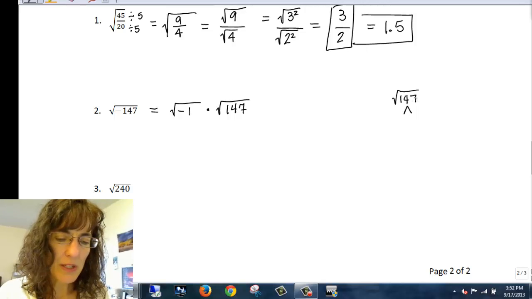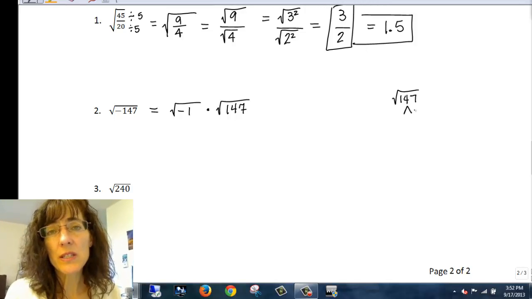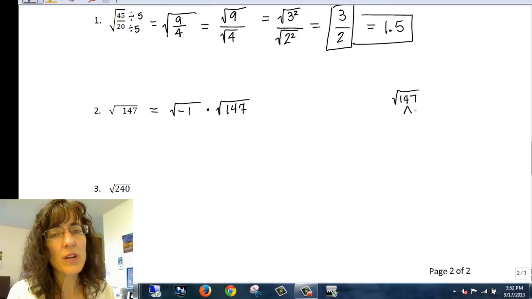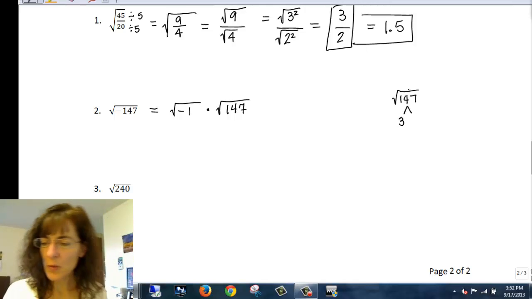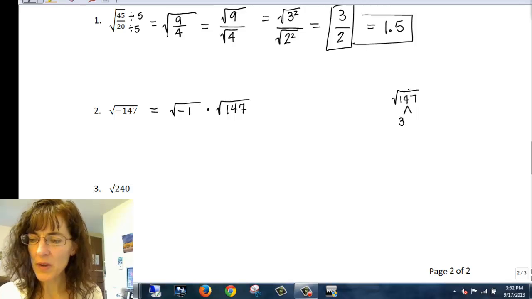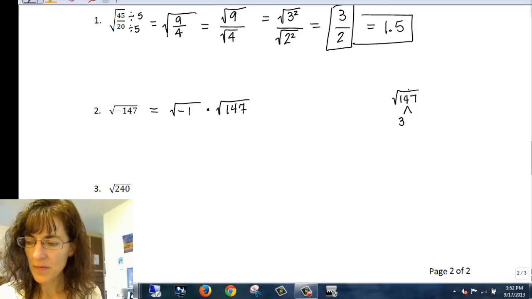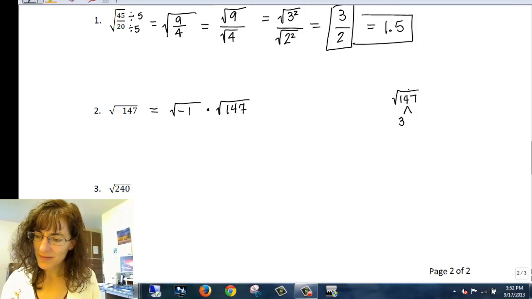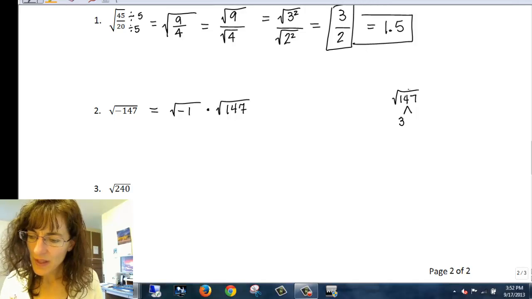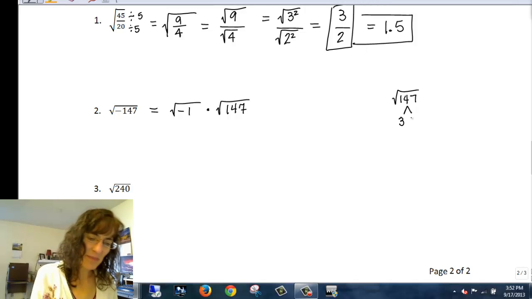I add up the digits, so 7, 8, 9, 10, 11, 12. When I add all the digits together, I get 12, and 12 is divisible by 3. So I know 147 is also divisible by 3. So divide by 3. So 147 divided by 3. I'm just typing that on my calculator. And I get 49. That's handy.